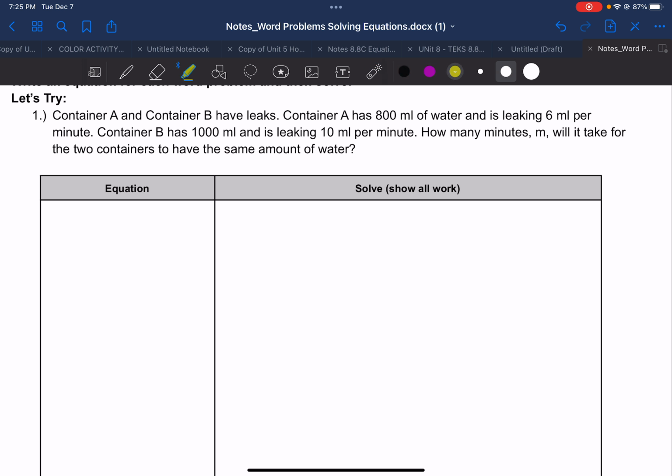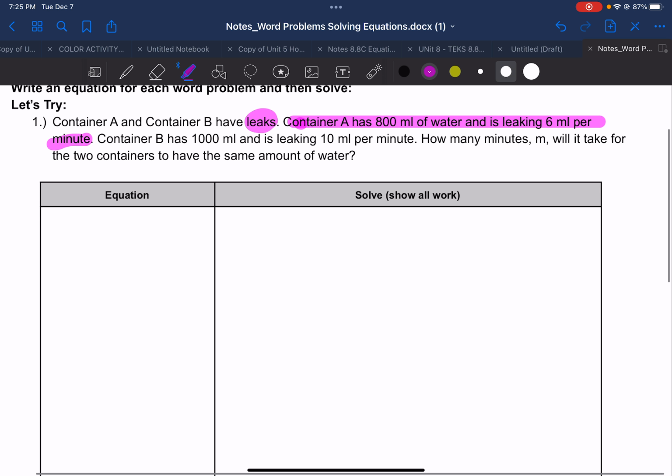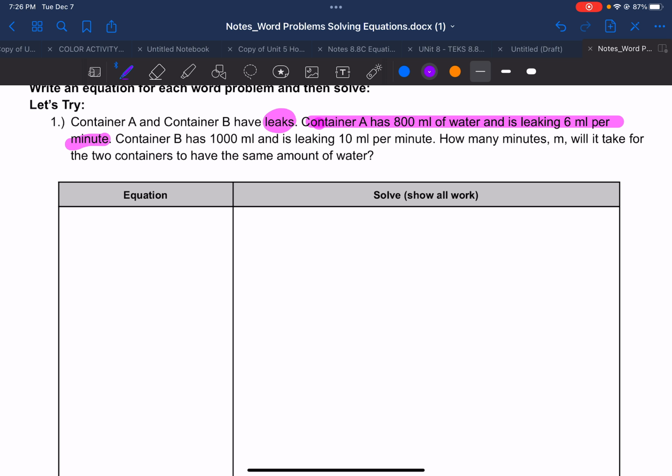Now let's go ahead and do this problem. So let's go ahead and highlight some important information. Super important: leaks. Leaks means it's losing water, right? So container A has 800 milliliters of water and is leaking 6 milliliters per minute. Okay, so let's think about this. Let's write my expression on how we would do that. So if it has 800, so we'll say container A, right? So it has 800, and then it's leaking. What is leaking? Leaking means to lose. If I'm losing, we're subtracting. So I'm leaking 6 milliliters per minute.